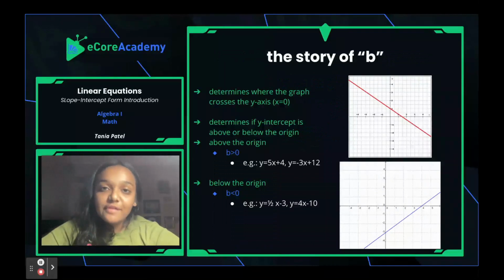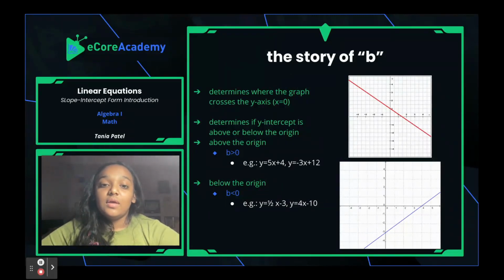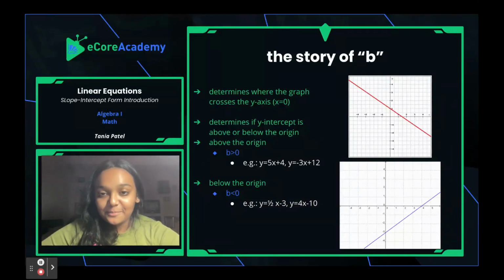But then there's the other variable, the story of b. When I think of b, I think of y-intercept, because it determines where the graph crosses the y-axis, which will be when x equals 0, otherwise known as the y-intercept.